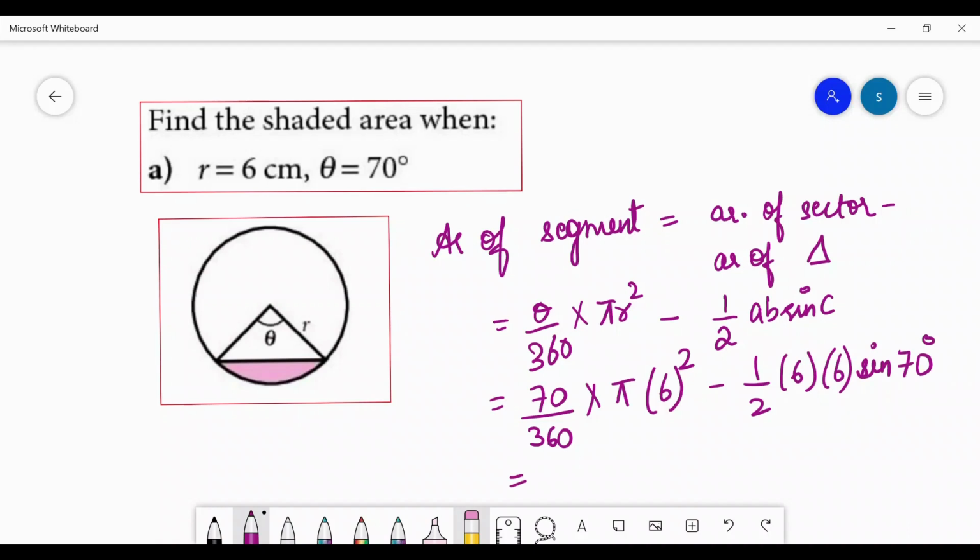So when you solve that, you're going to get 21.99 minus 16.91, which is equal to 5.08 centimeters square. So this is the area of this pink colored area.